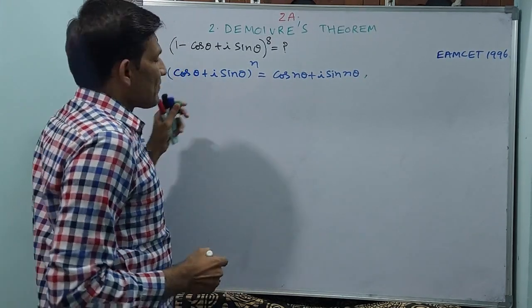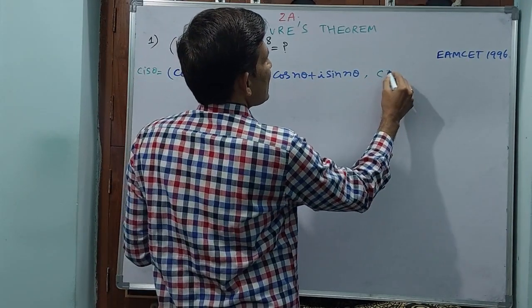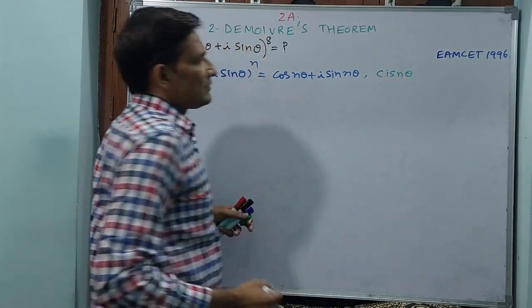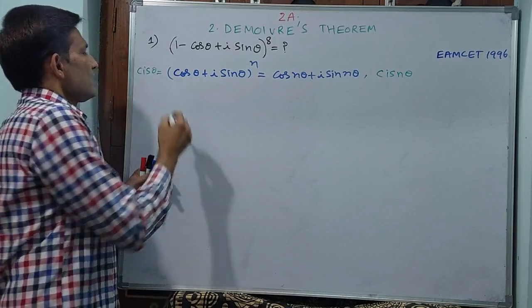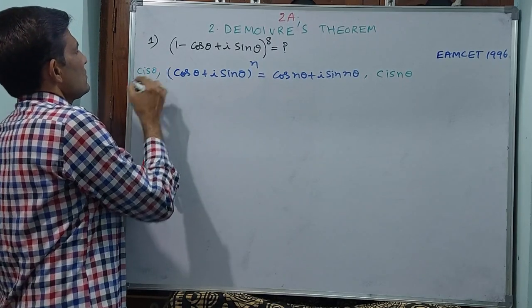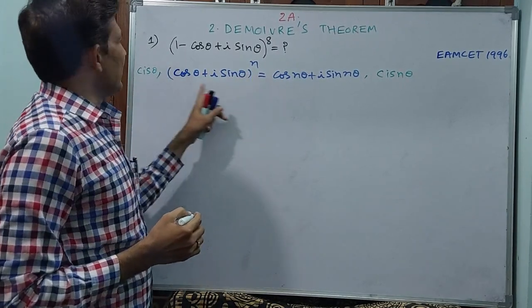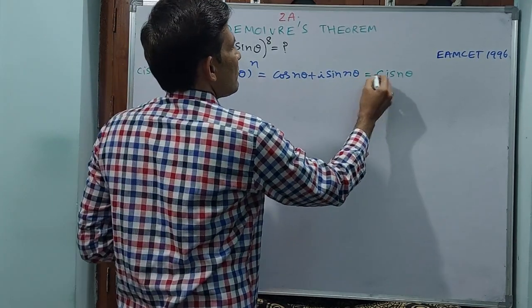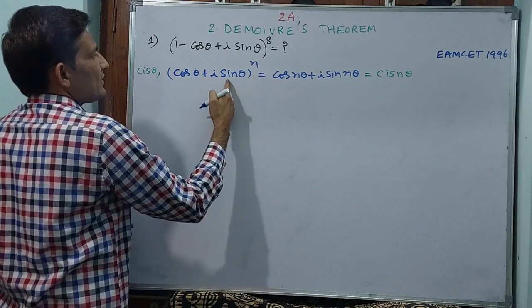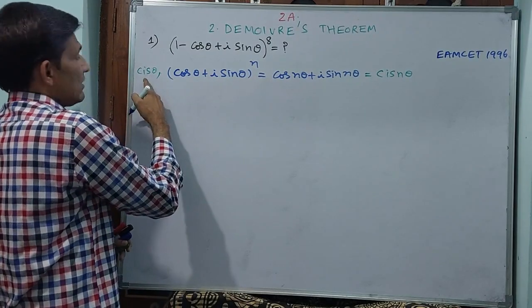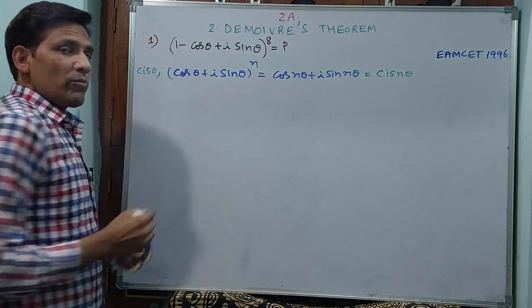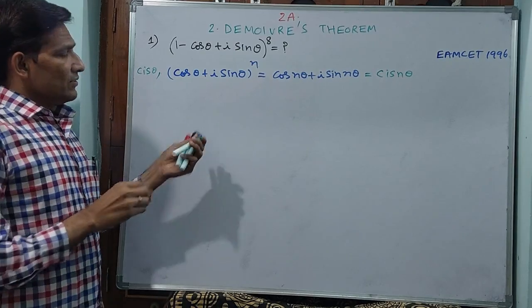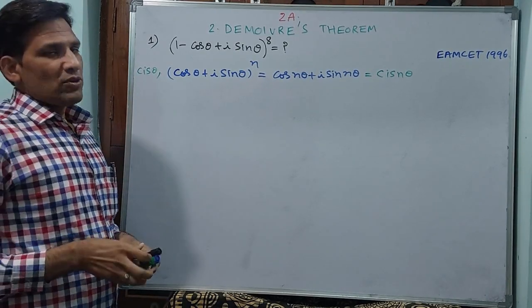CIS theta. Afterwards, what will happen? This becomes CIS n theta. You may think of CIS theta power n, but these are all equal, so you can keep an equal sign here, because it is CIS n theta. Or else you can write CIS theta whole power n. This is De Moivre's theorem.